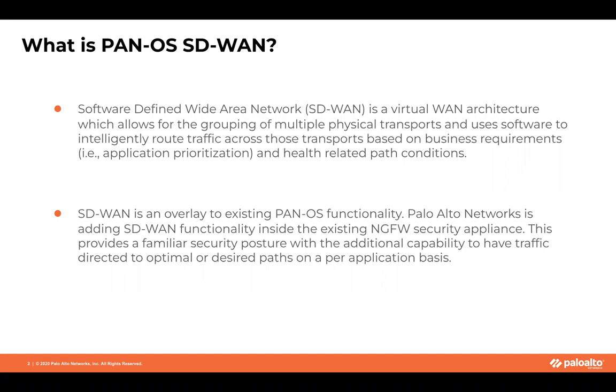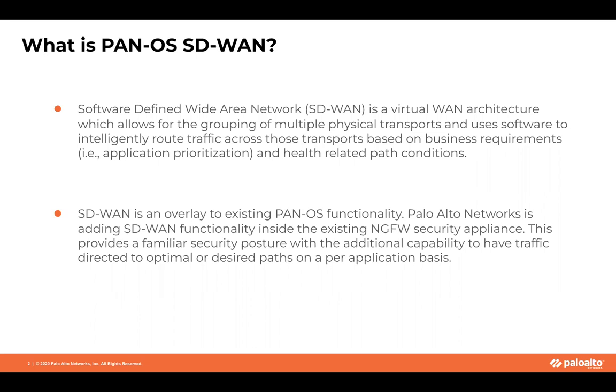Also, another thing important to remember about PANOS SD-WAN is that it is just an overlay to your existing PANOS functionality. So from the functionality perspective, your firewall continues to function as is. Your security policies, NAT, QoS policies, decryption, application overrides, authentication policies continue to function normally as is, as well as your GlobalProtect and everything else. Basically, PANOS SD-WAN is just added as an overlay on top of it.